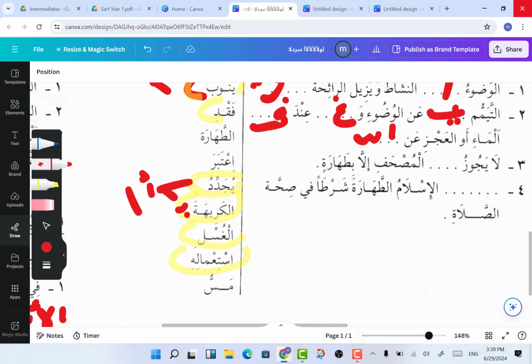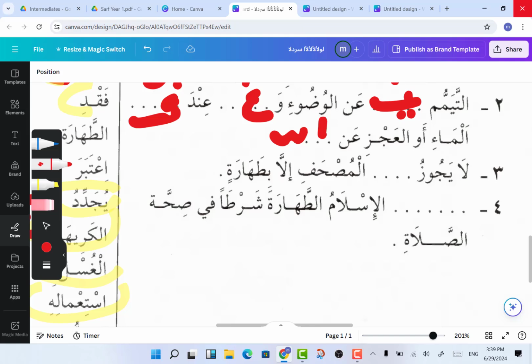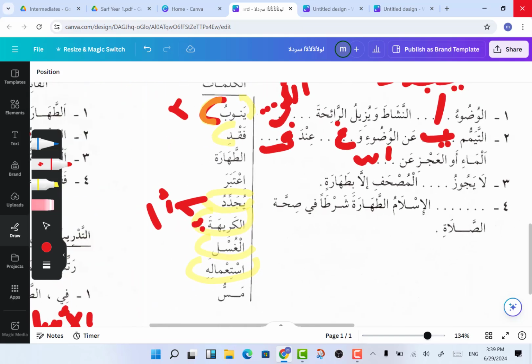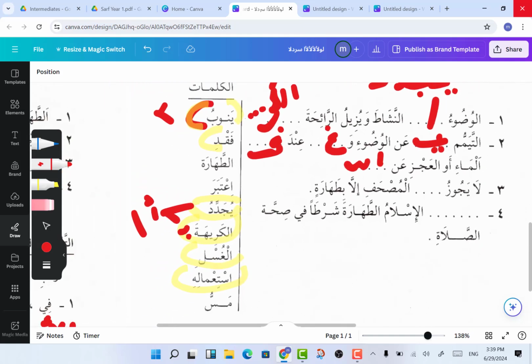Let me call this on alif and sin. Isti'malihi. La yajuzu kadha al-mus'afi illa bi taharatin. It is not appropriate to what? To touch the mus'af. What your Quran is contained of? The mus'af is a book containing what? The Quran, the word of Allah. So it is not appropriate for you to what? The mus'af illa bi tahara, except with what? With purity. That means to touch the Quran.